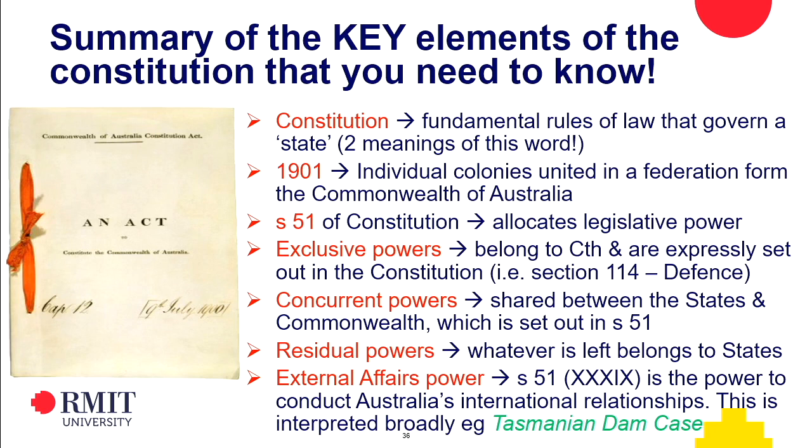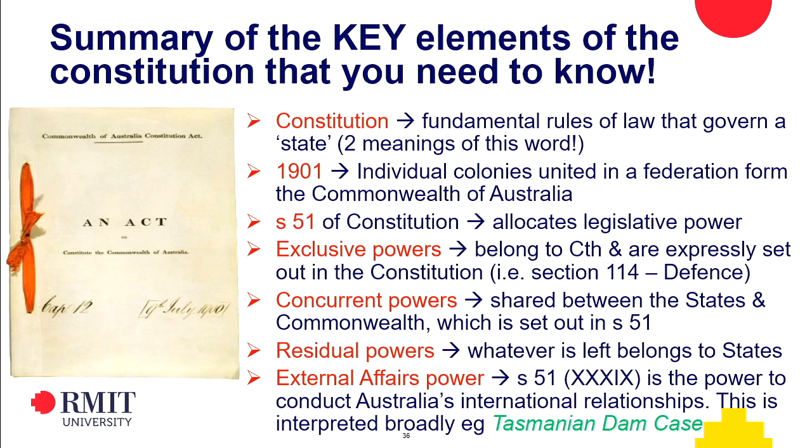But what we've found is those residual powers are now controlled significantly by the power for the Commonwealth to give grants, for example. So let's say the Commonwealth wants to make the state build a road. They won't give them any money until they agree to build that road. So although the states have the residual power, their hands are a bit tied when it comes to that type of situation.